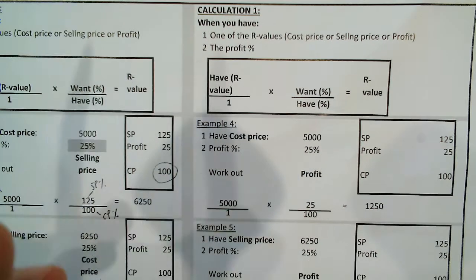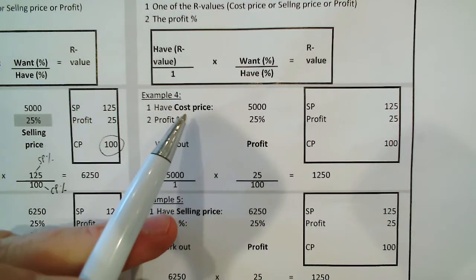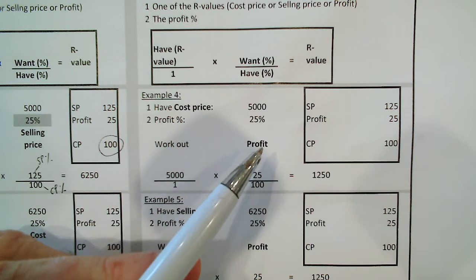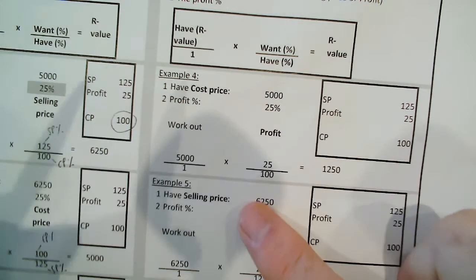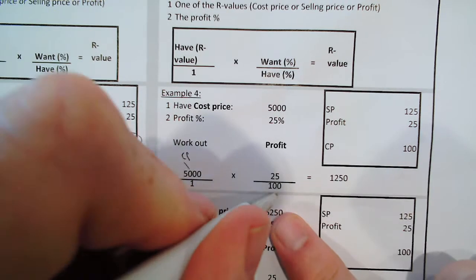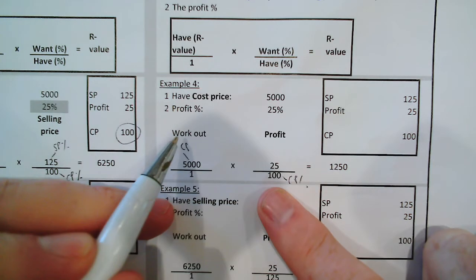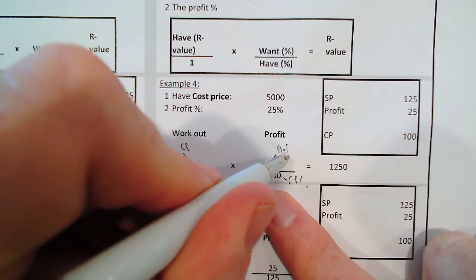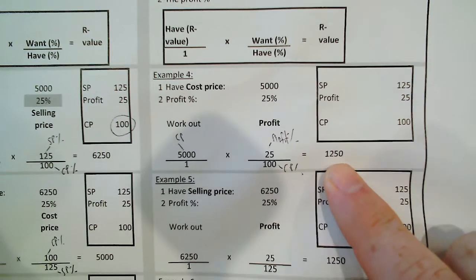Then the following one, same formula again, nothing changed, but I have the cost price, which is 5,000 Rand. Profit percentage again the same. I do my block. The 5,000 is what I have. What is the 5,000? It's the cost price. So cost price there, so I must have the cost price percentage at the bottom. What I want to calculate, the profit, so I must put the profit percentage at the top, and I get the answer there.